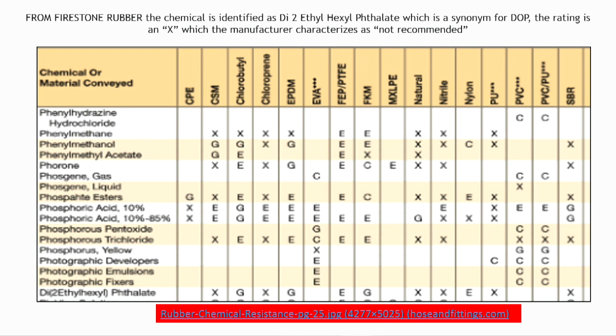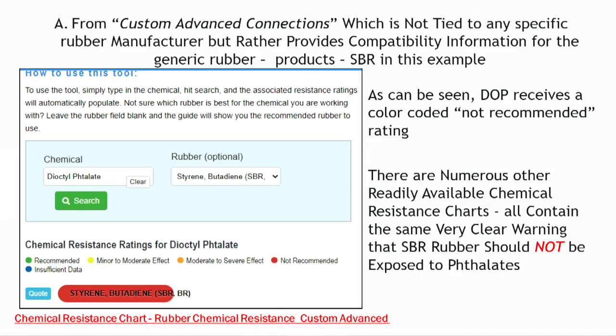So again, that's pretty clear to me that they're not supporting the use of their SBR rubber in any contact with DOP, or what they call it, diethyl hexyl phthalate. That's, again, they're just synonyms.